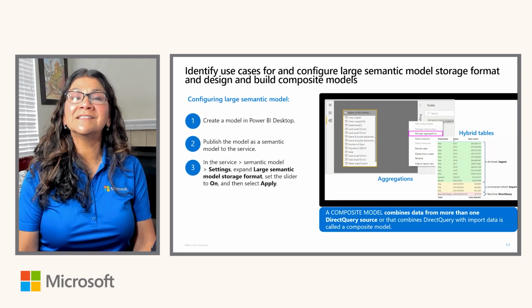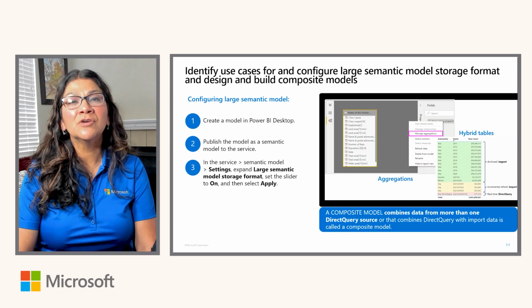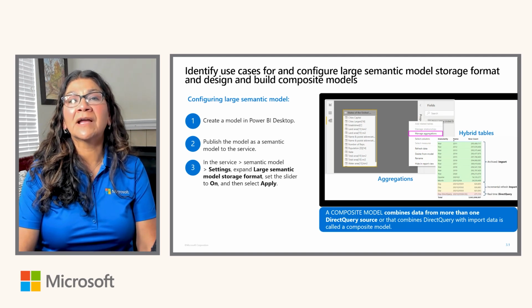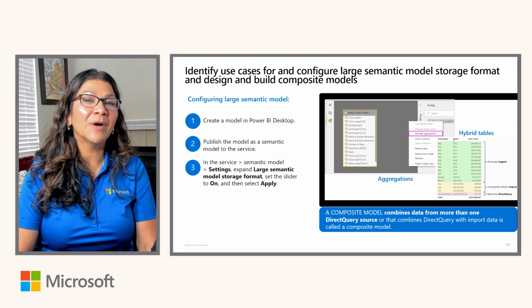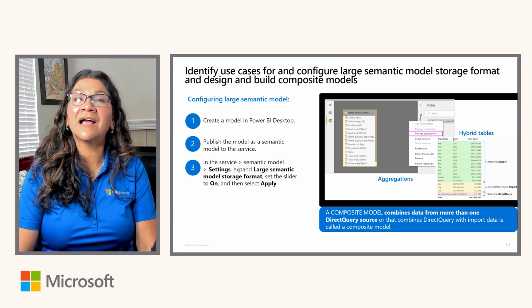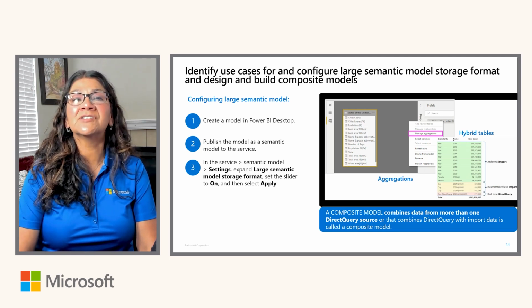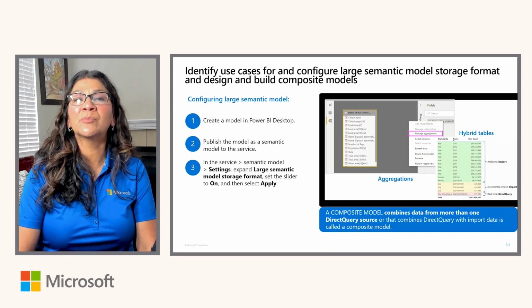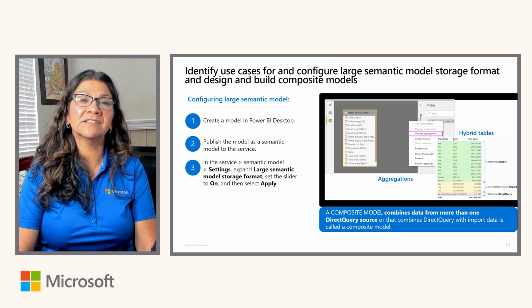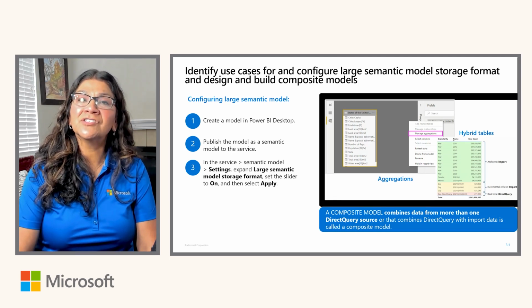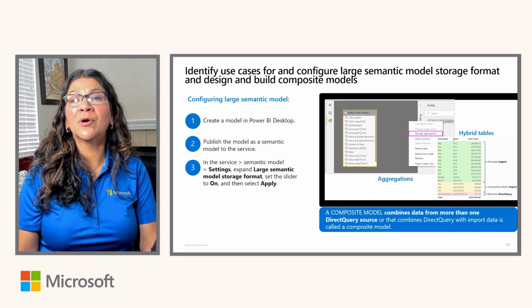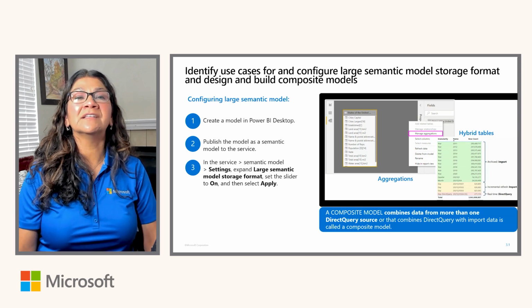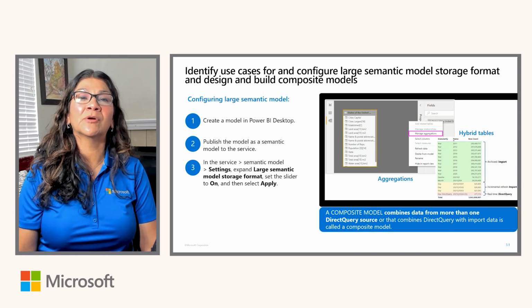Remember that a composite model combines data from more than one direct query source, or it combines direct query with import data. Composite models allow you to use a hybrid table, which helps to strike the right balance between query performance and data freshness, and is essentially a large table that has one or more import mode partitions, as well as another partition in the direct query mode.